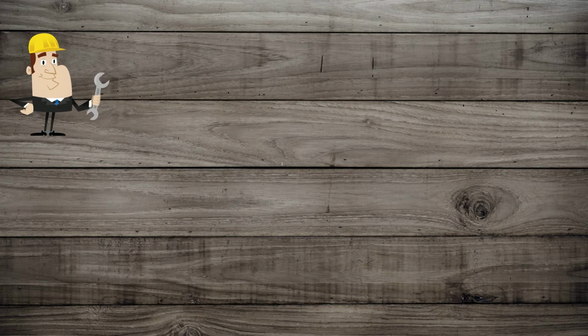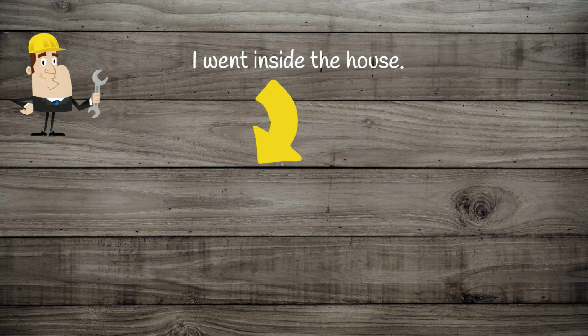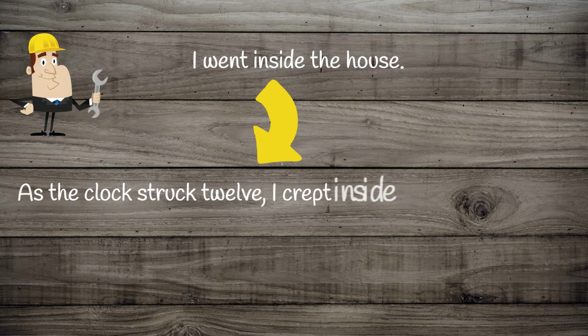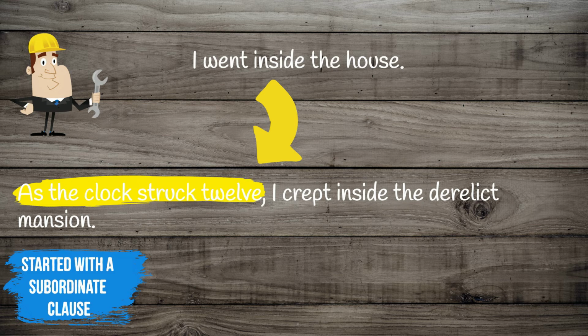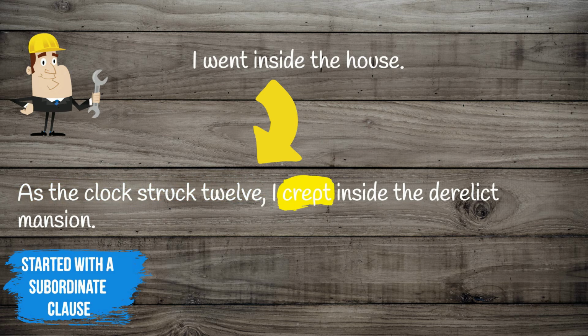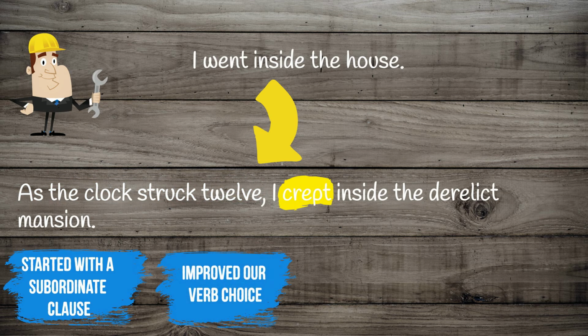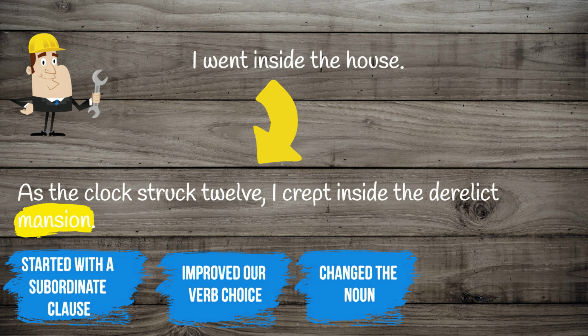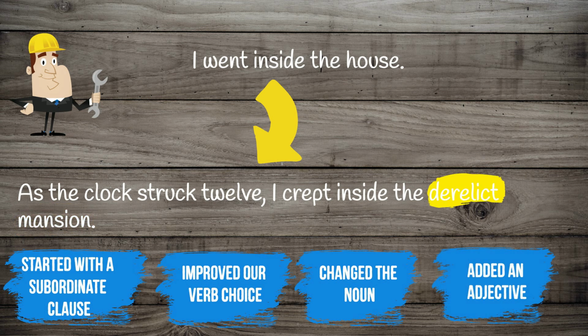So we've done a great job with our sentence rebuilding. We've gone from this simple sentence, I went inside the house, to the more complicated, as the clock struck 12, I crept inside the derelict mansion. And we've made these improvements following 4 easy steps. First, we started with a subordinate clause. Next, we improved our verb choice. Third, we changed the noun. And finally, we added an adjective.